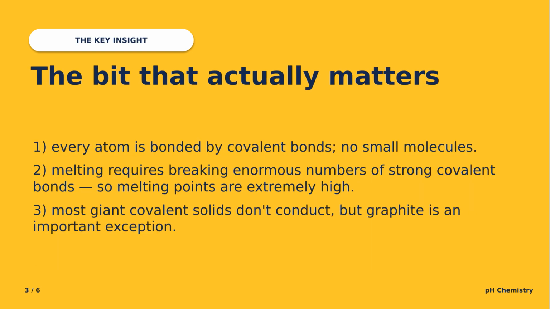Three things. One, every atom is bonded by covalent bonds, no small molecules. Two, melting requires breaking enormous numbers of strong covalent bonds, so melting points are extremely high. And three, most giant covalent solids don't conduct, but graphite is an important exception.